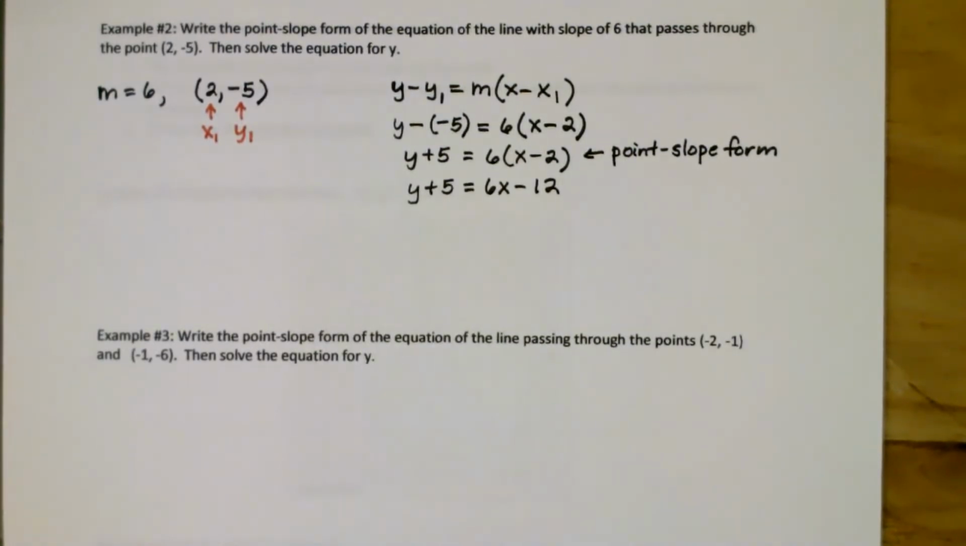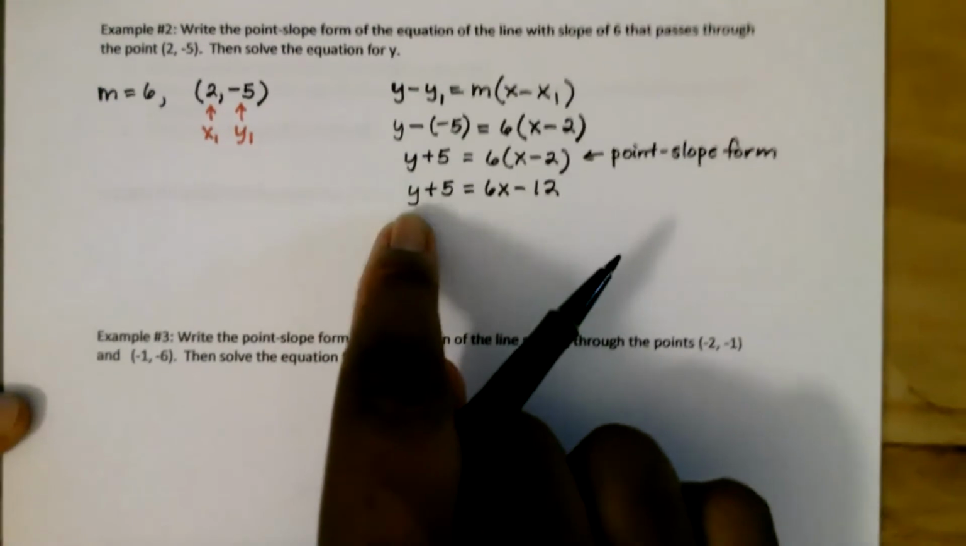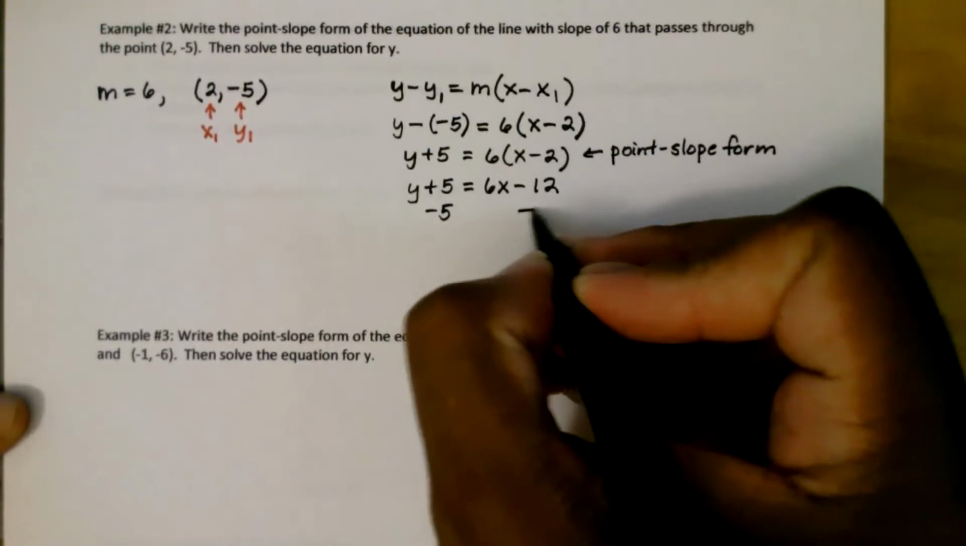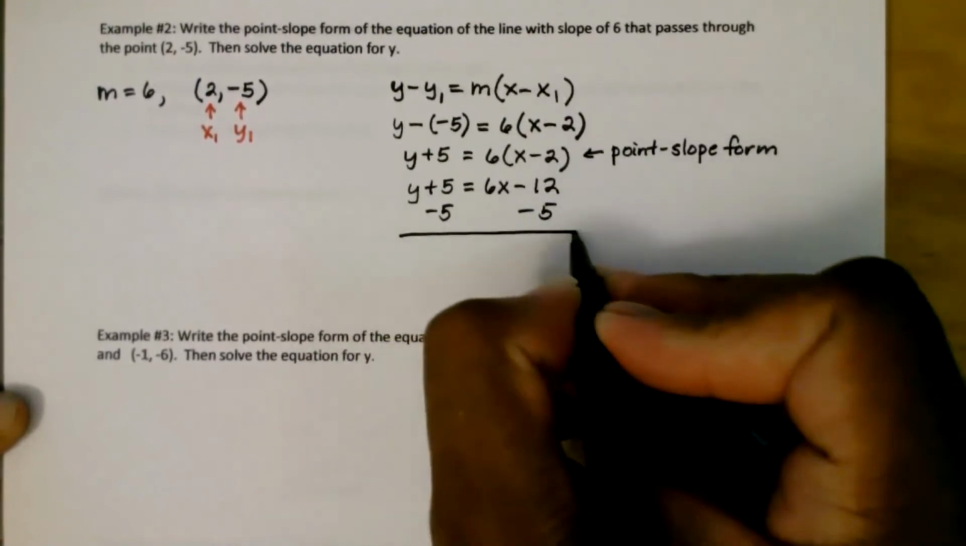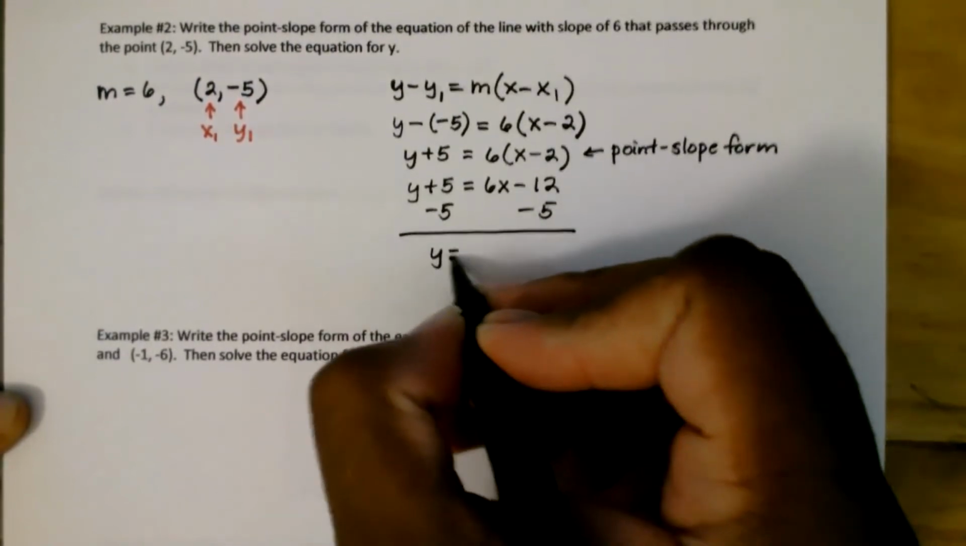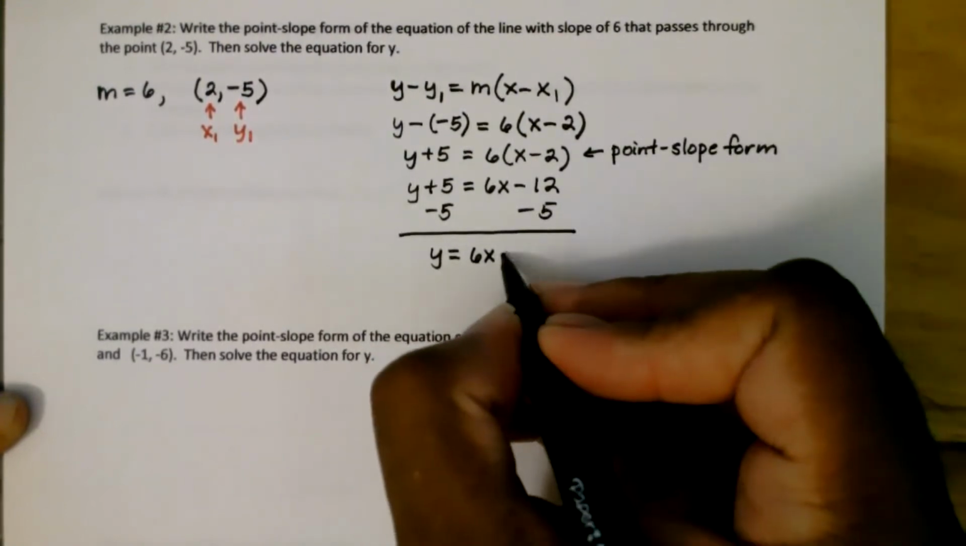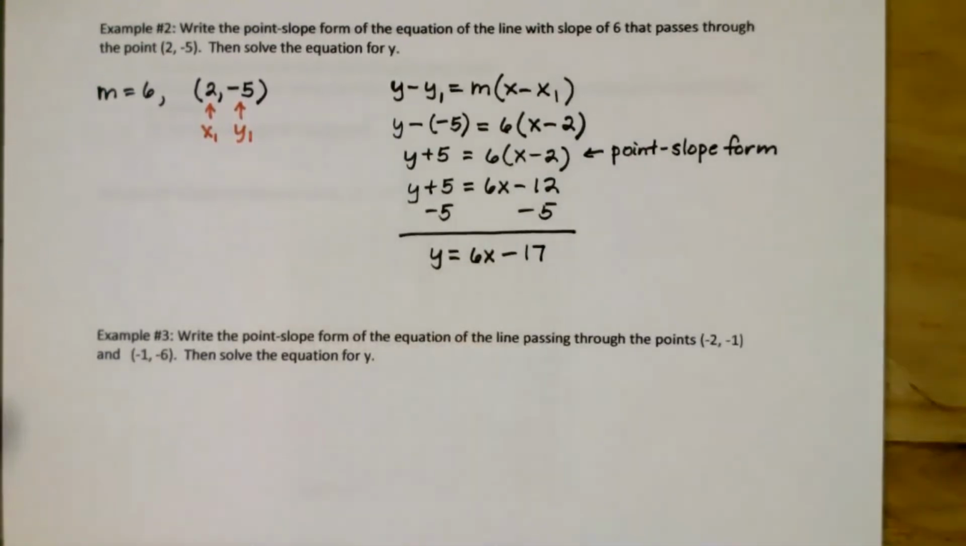And then you're going to solve this equation for y. We want to get y by itself, we're adding 5. So that means we need to subtract 5 on both sides. So that means y is equal to 6x, -12 minus 5 will be minus 17. That's your equation solved for y. Y equals 6x minus 17. This represents the equation of the line with a slope of 6 and passing through the point 2, -5.